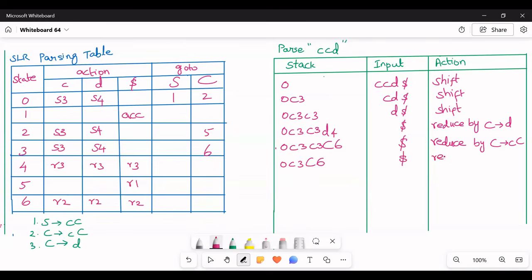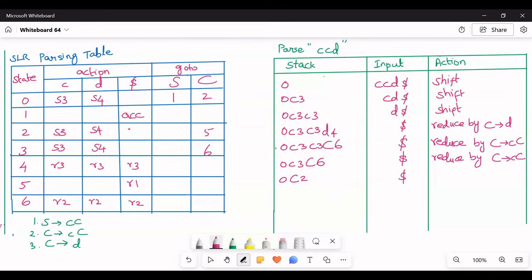So reduce by production number 2 means C tends to small c, capital C. So length of the right hand side is 2. So pop 4 symbols from the stack and then write the left hand side of the production. Then 0 comma C is 2. Here no change in input string. So dollar. Now 2 comma dollar. 2 comma dollar is blank.